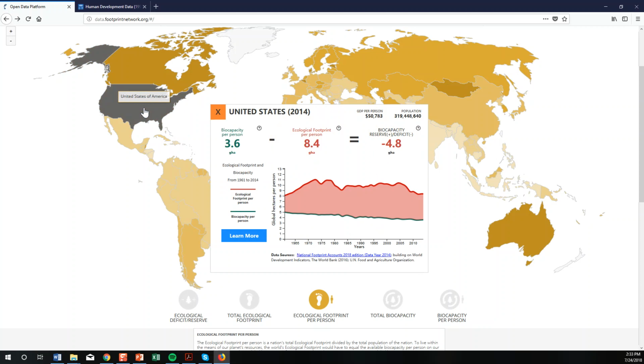So you're going to tell me what is their ecological footprint per person. I want to know, are they debtors or creditors? So that minus 4.8, we are a debtor.